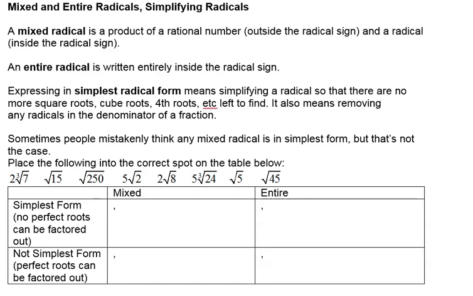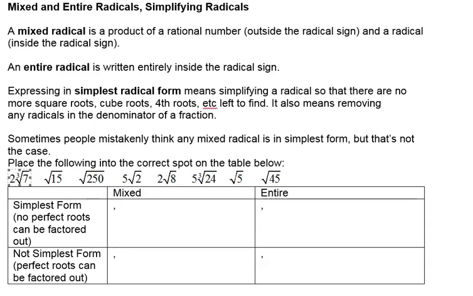Sometimes people think that all mixed radicals are in simplest form, but that's not the case. So I've given an example here where we're going to take our radicals and classify them as far as mixed or entire, and as far as simplest or not simplest. So this first one, 2 times the cube root of 7. Well, that's a mixed radical because we've got part that's outside the radical and part that's inside the radical. So it's definitely going to go in the first column.